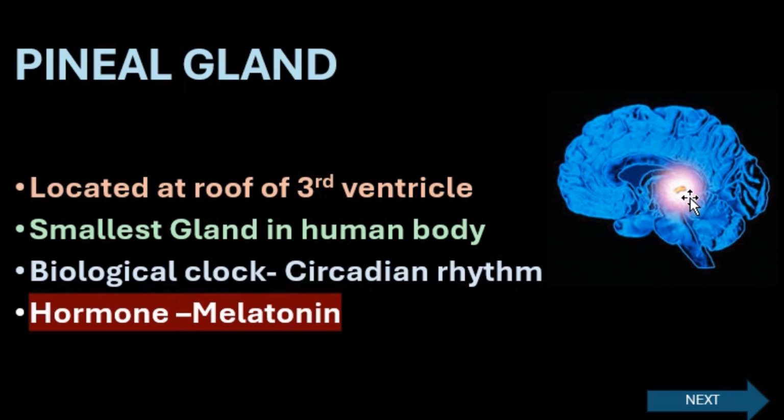It is at the roof of third ventricle. It is the biological clock which controls the circadian rhythm. It produces the hormone melatonin. So the important points are, it is the smallest gland in the body. It is the biological clock which controls circadian rhythm and produces melatonin.